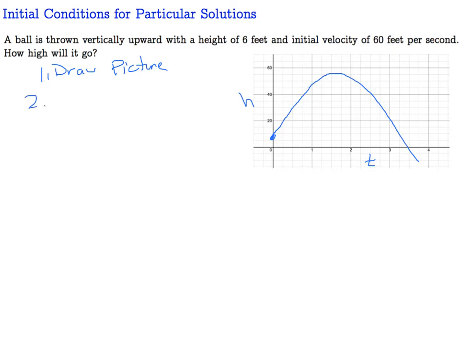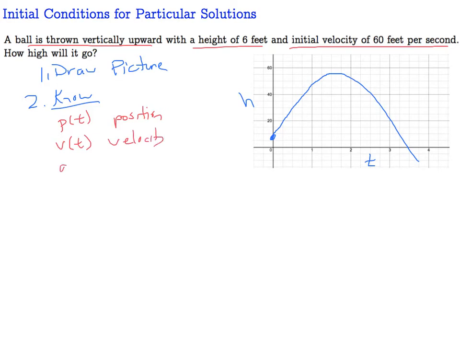Step 2, what we want to do is record what we know. So we want to go through the problem and think about things we know. We've got a ball that's thrown vertically upward, starts out at a height of 6 feet, and starts with an initial velocity of 60 feet per second. Since this is a motion problem, I'm probably going to have three functions. I'm going to have P of t, which is the position, V of t, which is my velocity, and A of t, which is my acceleration. And I'm going to measure all of these in feet, and t is going to be in seconds. I get these from the problem. I've got height measured in feet, and seconds, so everything can be the same there.